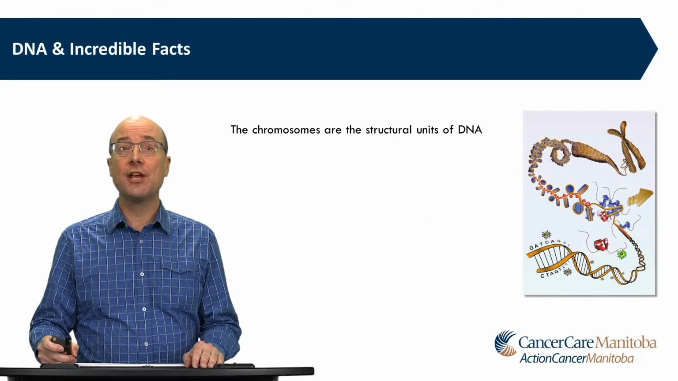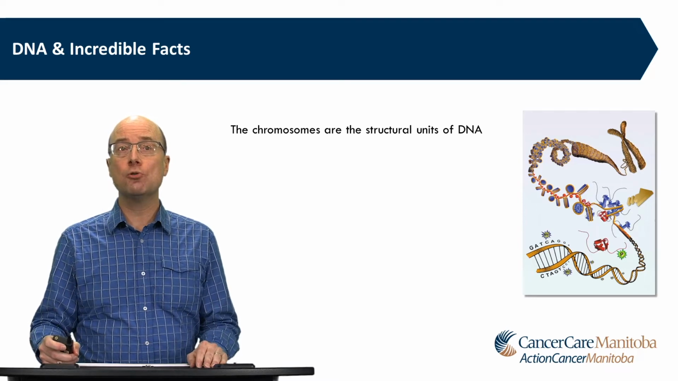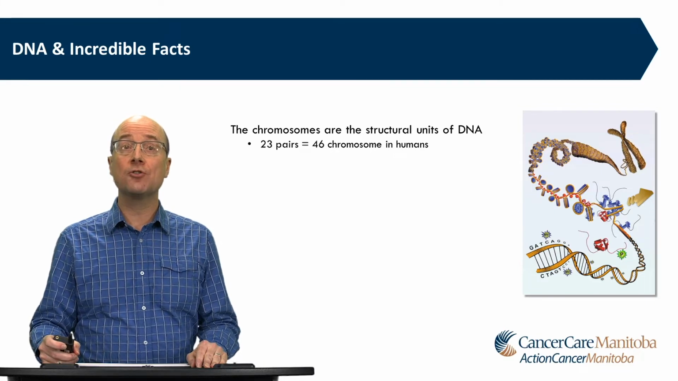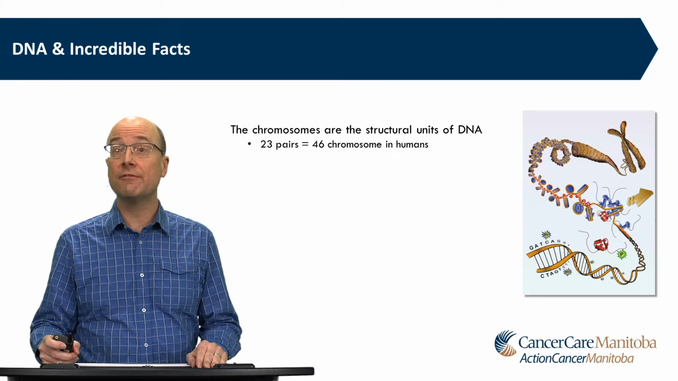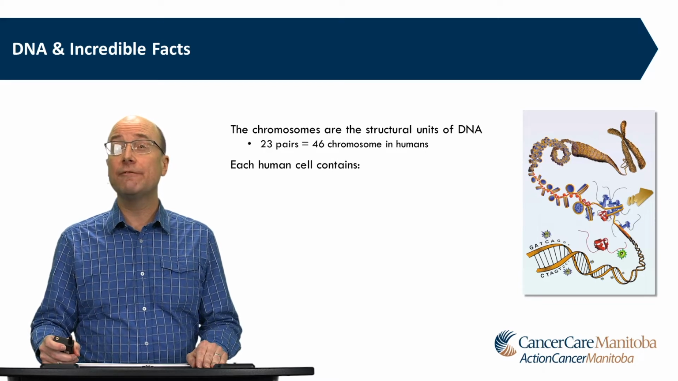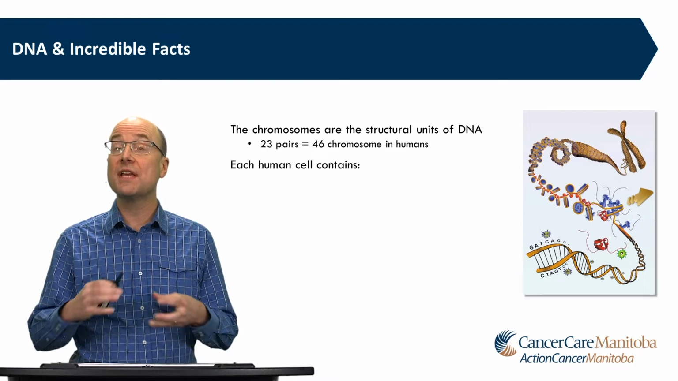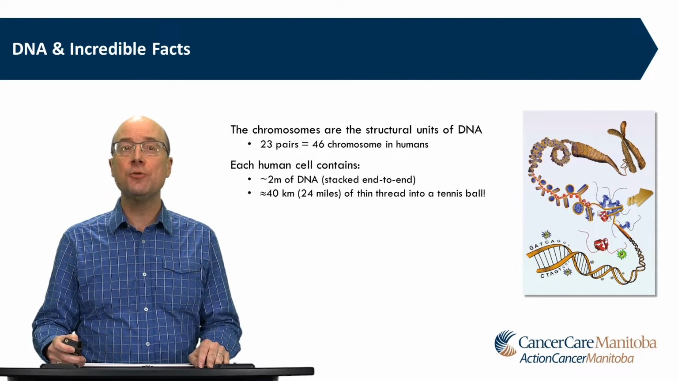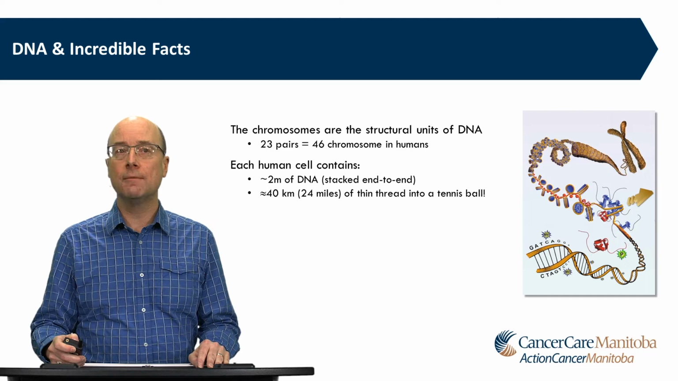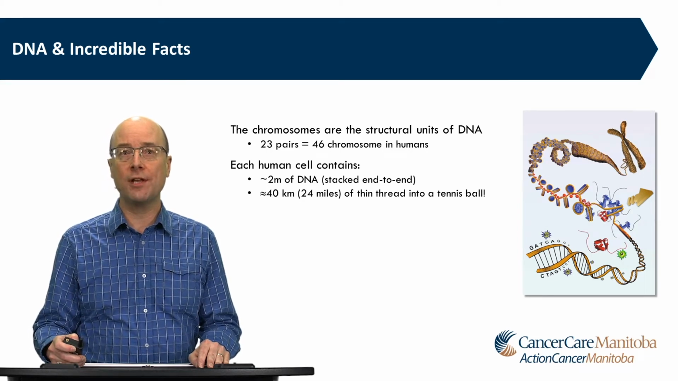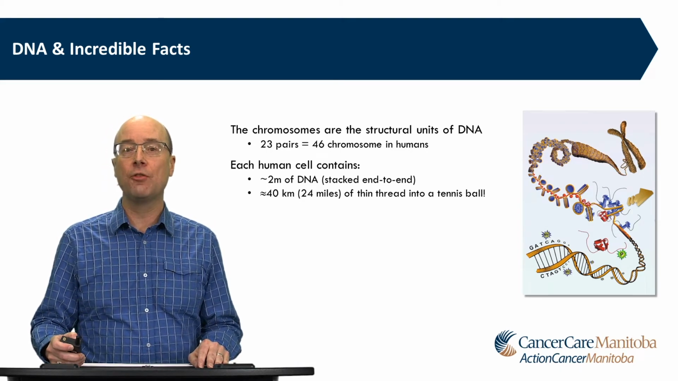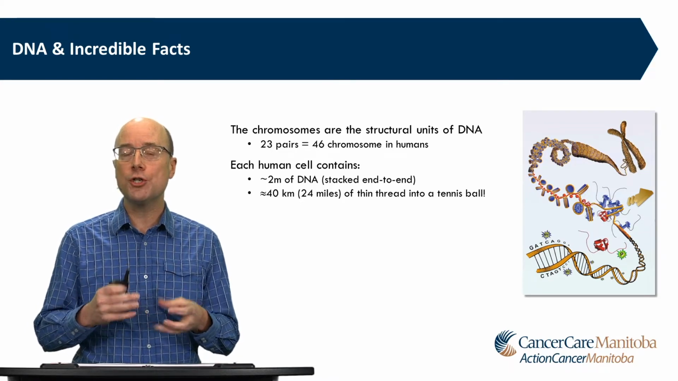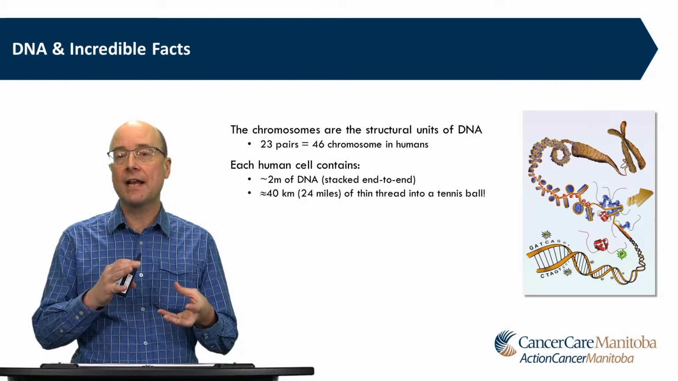Just a little bit of information on some of the DNA. As you all know, chromosomes are the structural units of DNA. And in humans, there are 23 pairs or a total of 46 chromosomes in every human cell. And in fact, if we took that DNA from those chromosomes and unwound it and laid it end to end, that would equate to approximately 2 meters of DNA per human cell. That's the equivalent of approximately 40 kilometers of a very thin thread thrust into something the size of a tennis ball or a nucleus.